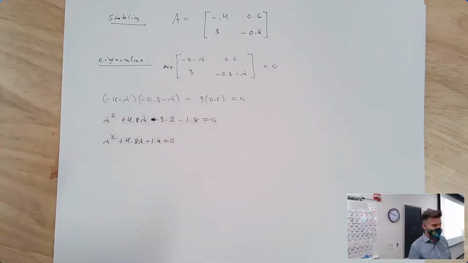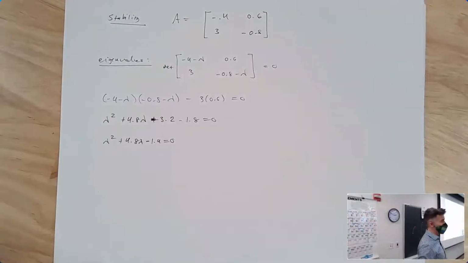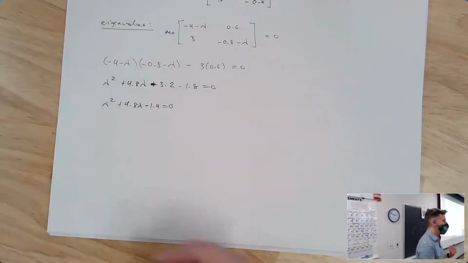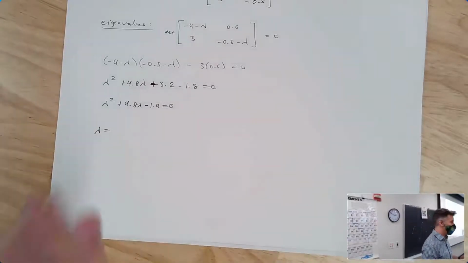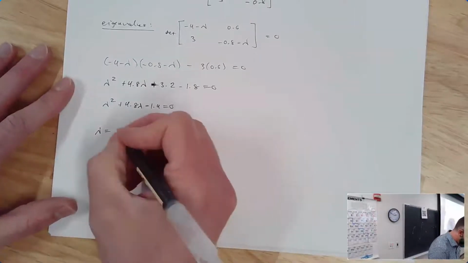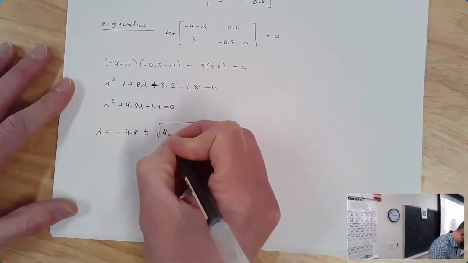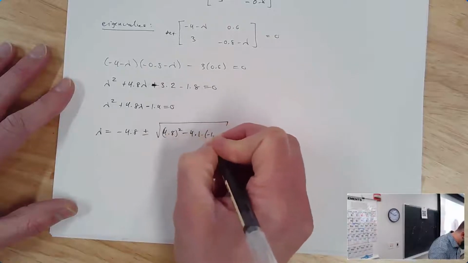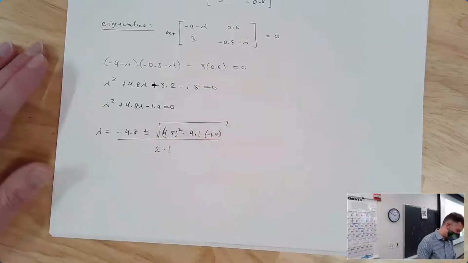That definitely doesn't factor in any nice way, right? I mean, it's got decimals. I guess you could multiply the whole thing by 10 if you really wanted to give factoring it a shot. But here's what I'm trying to get at. I suppose I can go one step further. We should use the quadratic formula, because it's really the same as the trace-determinant approach. So if I use the quadratic formula, I'm going to get negative 4.8 plus or minus the square root of 4.8 squared minus 4 times 1 times negative 1.4, all over 2 times 1.